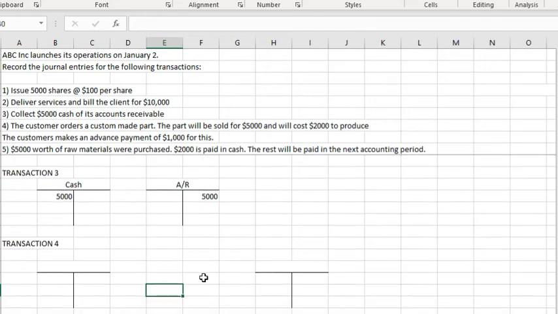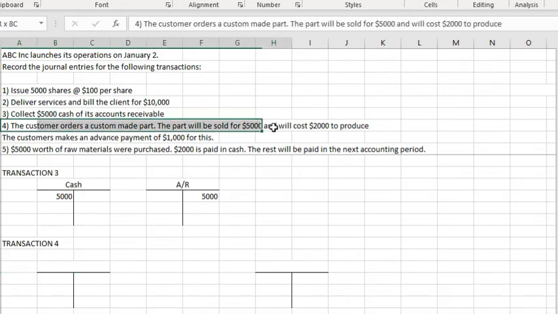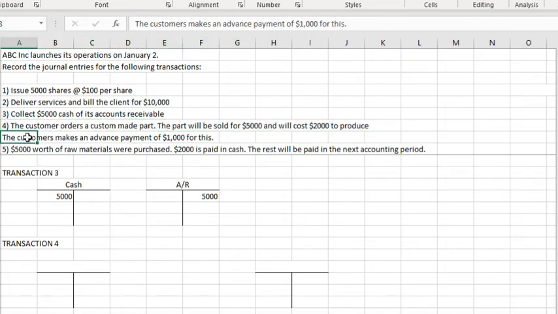The fourth transaction, we are given a lot of data. The customer is ordering a custom-made part. The part will be sold for $5,000 and it will cost $2,000 to produce. The customer is making an advance payment of $1,000 for this. So what's going to happen in the future is not interesting to us. So we are going to record this part later.